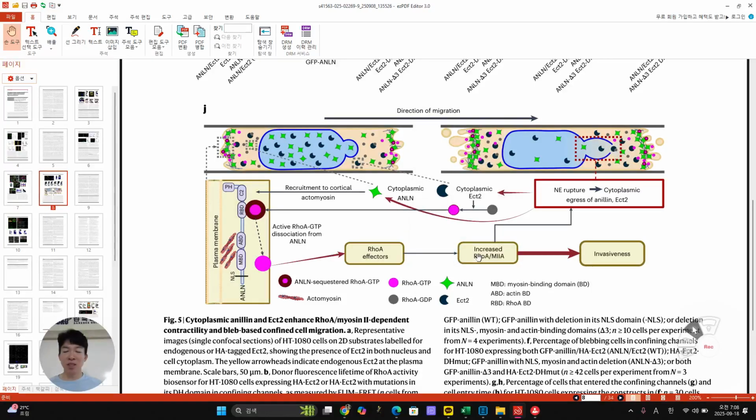And then they go into invasive migration again. During that time, they can put so much pressure on the nucleus. Suddenly, some part of the nucleus is ruptured, and all the Actin 2 and anillin inside the nucleus are suddenly released to the outside of the nucleus, deposited in the cytoplasm, and localized in the back and front. And then they make more power to migrate. Okay.